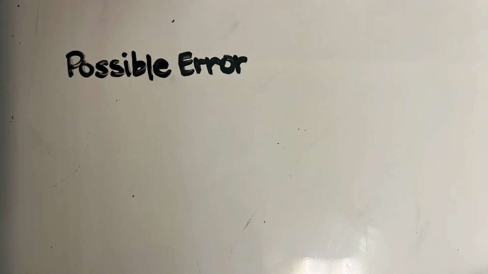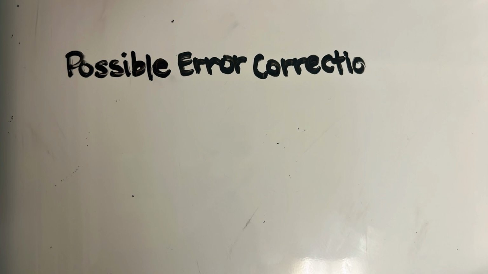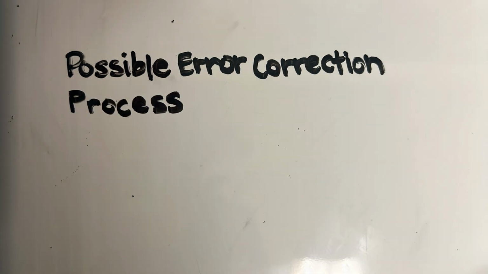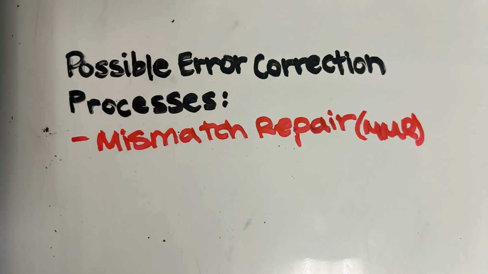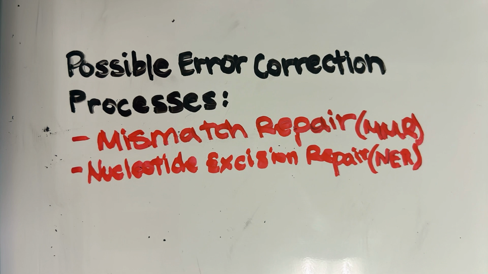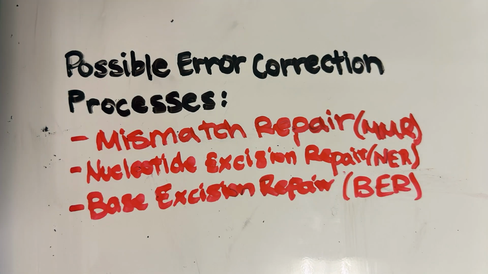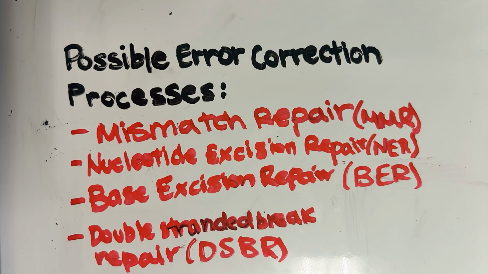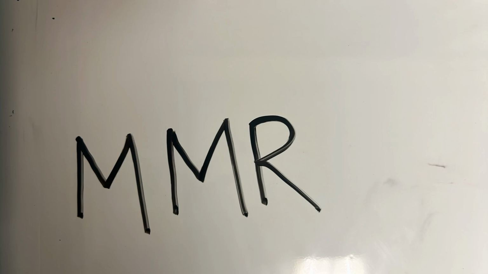But there are also many more complex and in-depth ways that your body ensures that all errors made during DNA replication are corrected. These processes include mismatch repair, nucleotide excision repair, base excision repair, and double-stranded break repair. Everyone take a deep breath because we're deep diving into error correction.